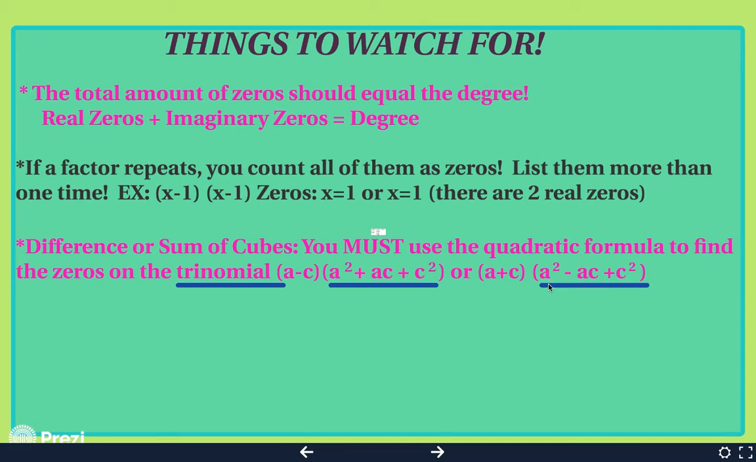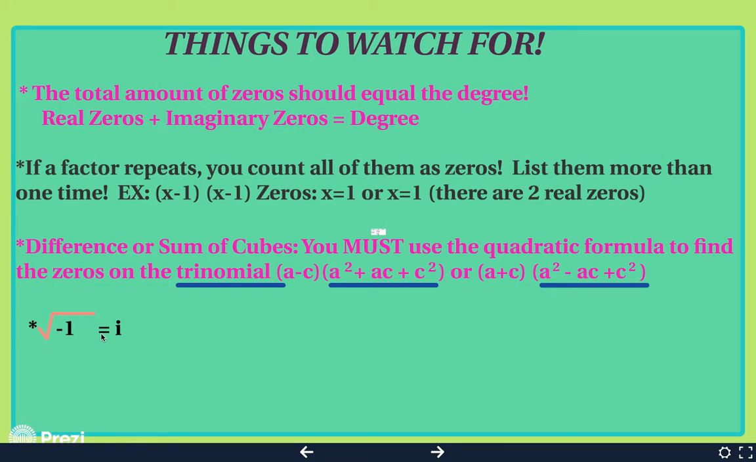Now the trinomial though, the one with 3 terms, you have to use the quadratic formula, unfortunately. Well, not really unfortunately, but you are limited to one technique. You can't slide and divide, you have to use quadratic formula. So your options are very limited when you use a sum or difference of cubes.